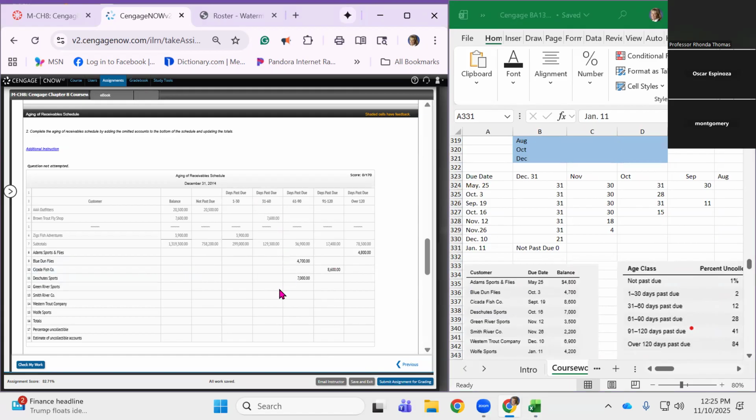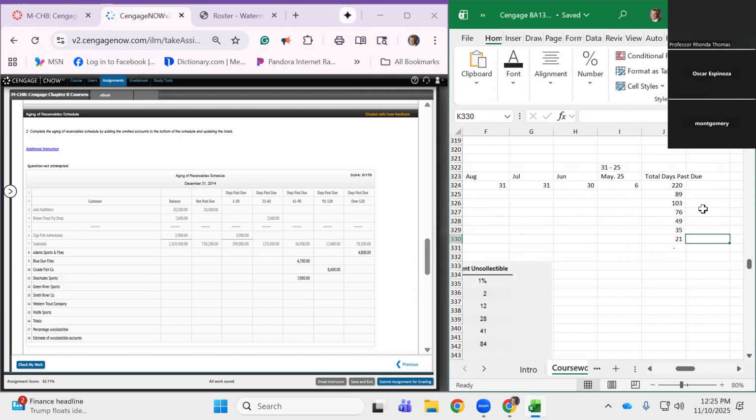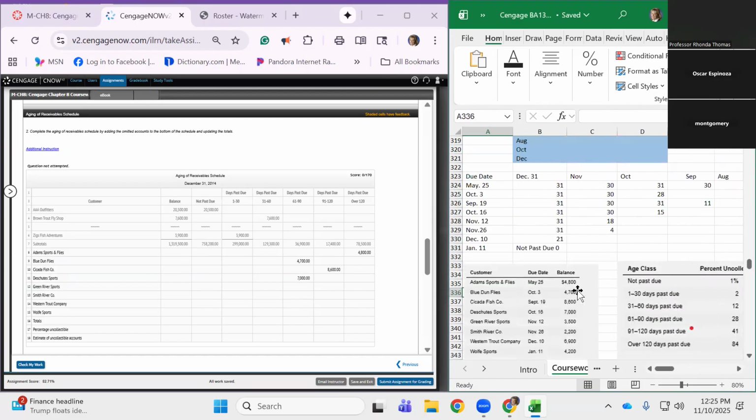Okay, the next category is 31 to 60. Do we have any of those? Yes, we have two. River Sports and Smith. How much is Green River Sports? $3,500. And Smith is 2,200. Western, and then this one is not past due. So you can put Wolf Sports in the not past due column.